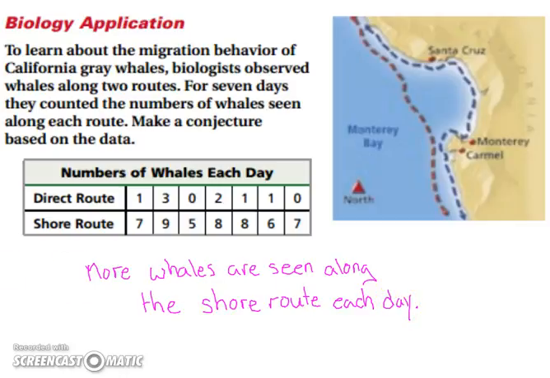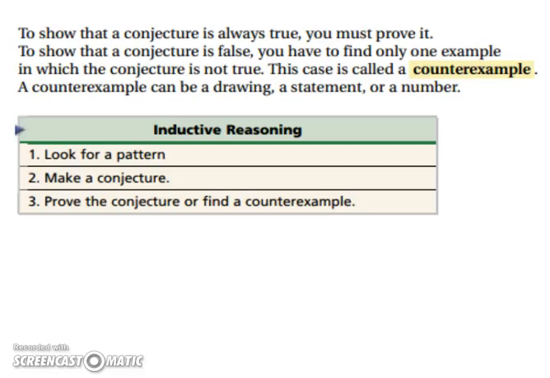Let's take a closer look at what is actually happening when you're doing inductive reasoning. To show a conjecture is always true, you must prove it. To show a conjecture is false, you have to find only one example in which the conjecture is not true. That's called a counterexample. It can be a drawing, a statement, or a number. So when you're dealing with inductive reasoning, first look for a pattern. Then make your conjecture, a statement you believe to be true based on that pattern that you noticed. Then either prove the conjecture or find a counterexample.